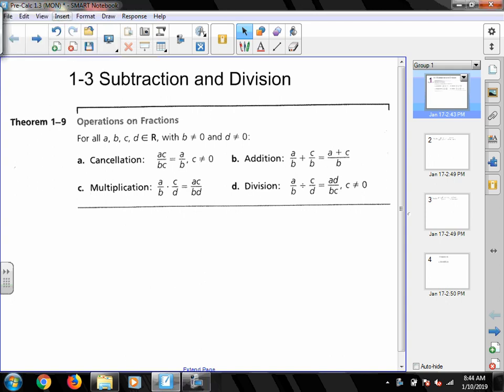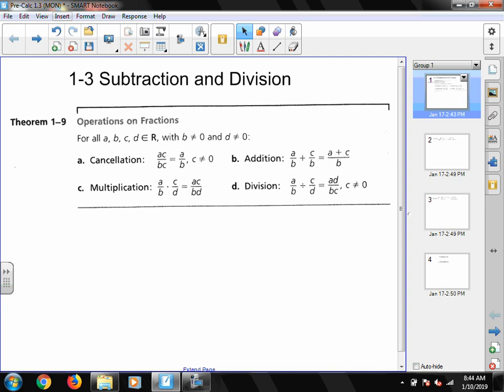All right, everybody. Today we're going to talk about subtraction and division, staying in 1.3. So first thing we're going to talk about is just some different operations on fractions. Hopefully you guys have seen all these before. I know you have because I've gone through most of them with you at one point in time or another. So shouldn't be anything too earth-shattering. I'm just going to show you how to do some stuff in a little different way today.